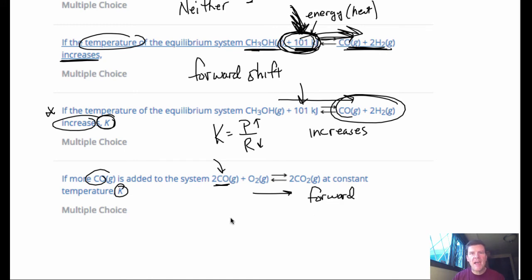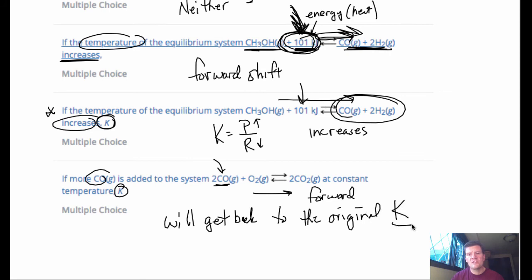But then it's going to get back to the original K value. It will return. It will get back to the original K. The original K value. It's going to produce more of the products and take these back down. Remember, you added CO. You're just going to use some of that up, and so the ratio is back to where it's supposed to be.